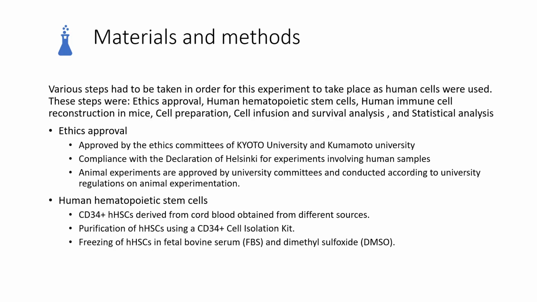Materials and methods. Various steps had to be taken in order for this experiment to take place as human cells were used. These steps were ethics approval, human hematopoietic stem cells, human immune cell reconstruction in mice, cell preparation, cell infusion and survival analysis, and finally statistical analysis. For the ethics approval, it was approved by the ethics committees of Kyoto University and Kumamoto University. It's in compliance with the Declaration of Helsinki for experiments involving human samples, and animal experiments are approved by university committees and conducted according to university regulations on animal experimentation.